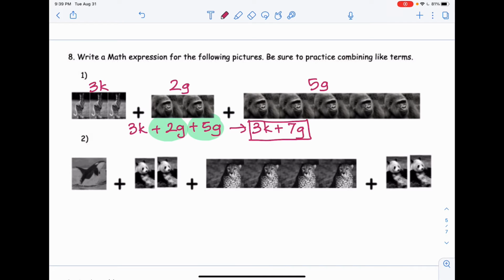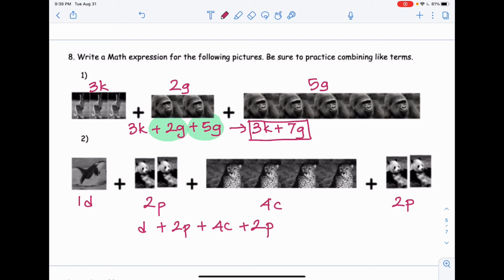Question number 2. I see one dolphin. Let's use D for dolphin. And then I see two pandas. So P for panda. And then I see 1, 2, 3, 4 cheetahs. So C for cheetahs. And then 2 more pandas. So then we have 1D, which we can also write as just D for the dolphin, because if there is no number in front of the variable, we know that means 1. Okay, 1D plus 2P plus 4C plus 2P.